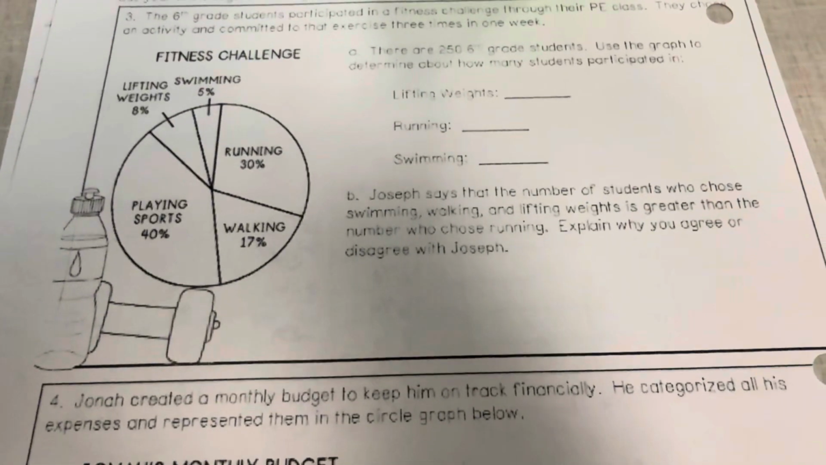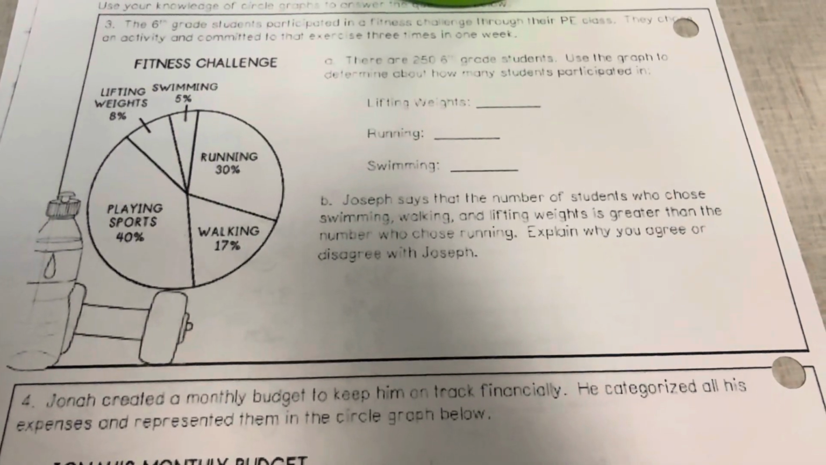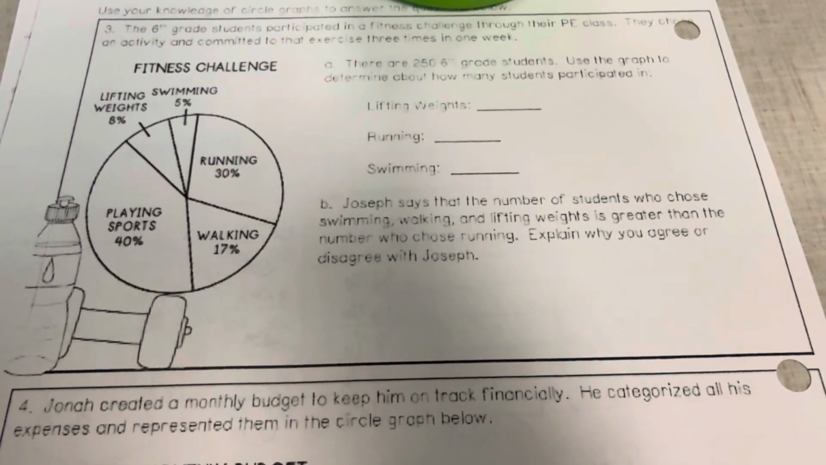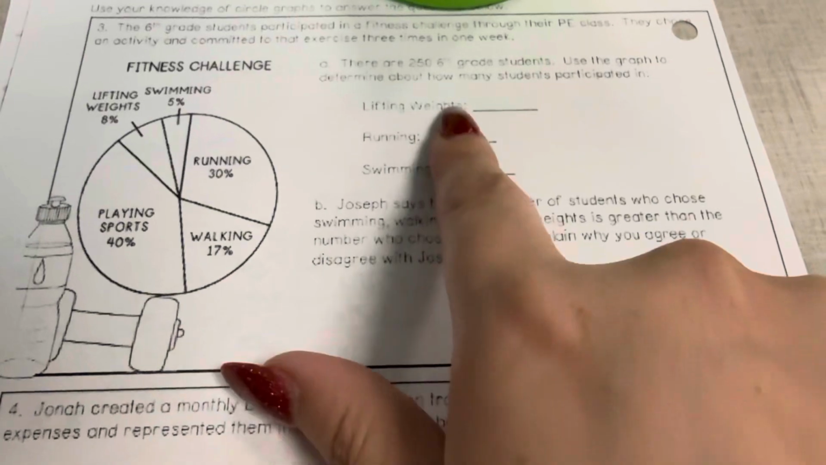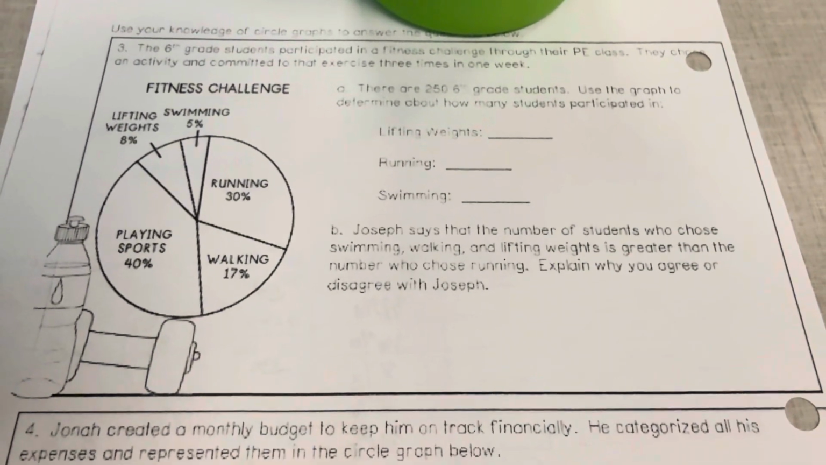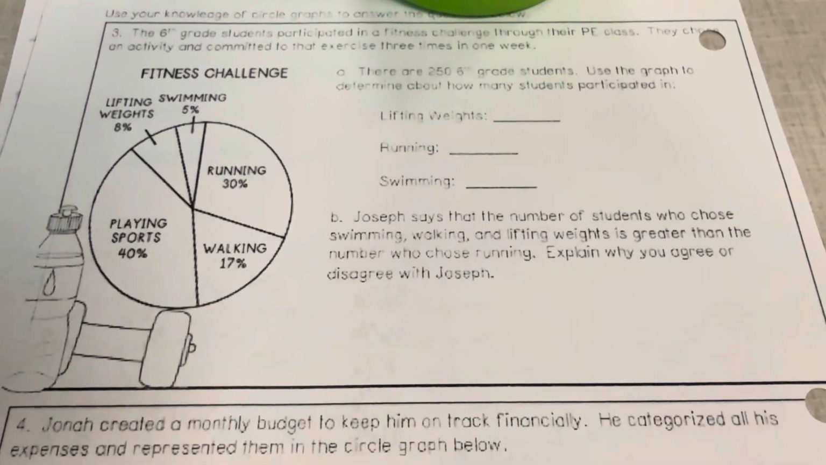All right, next set says the 6th grade students participated in a fitness challenge through their PE class. They chose an activity and committed to that exercise 3 times in 1 week. There are 250 6th grade students. Use the graph to determine about how many students participated in lifting weights, running, and swimming.